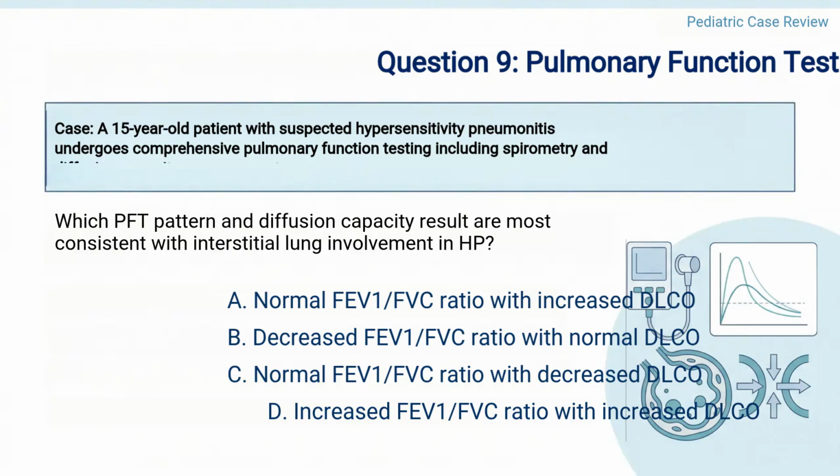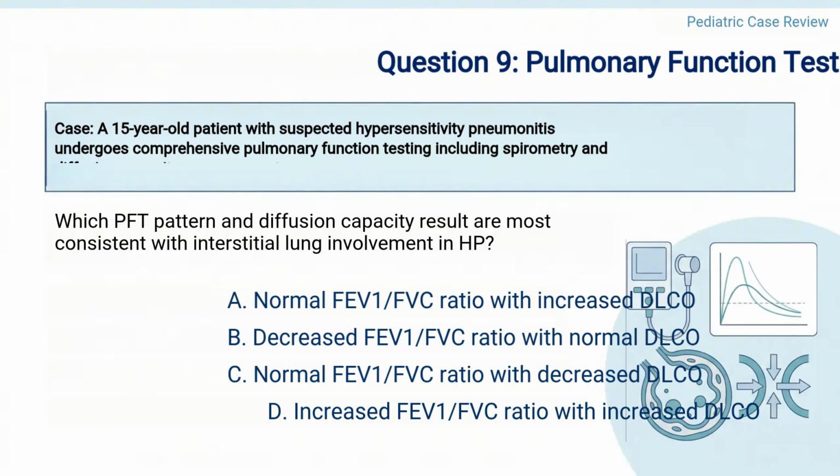A 15-year-old patient with suspected hypersensitivity pneumonitis undergoes comprehensive pulmonary function testing, including spirometry and diffusion capacity measurement. Which pulmonary function test pattern and diffusion capacity result are most consistent with interstitial lung involvement and hypersensitivity pneumonitis? Option A. Normal forced expiratory volume in 1 second to forced vital capacity ratio with increased diffusion capacity of the lung for carbon monoxide. Option B.